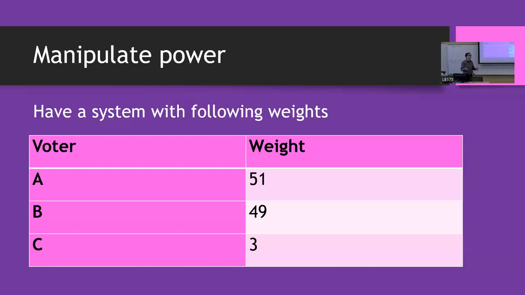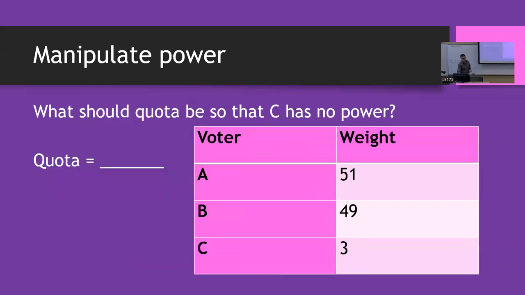But what we make it, well, that's kind of based on us. If we wanted to make it 75, we could make it 75. If we wanted to make it 52, we could make it 52. If we wanted to make it 103, we could make it 103. But each of those different quotas is going to give certain voters power and certain voters no power.